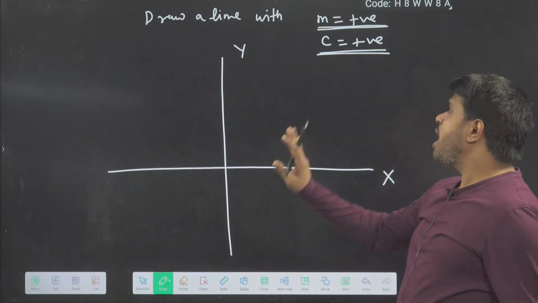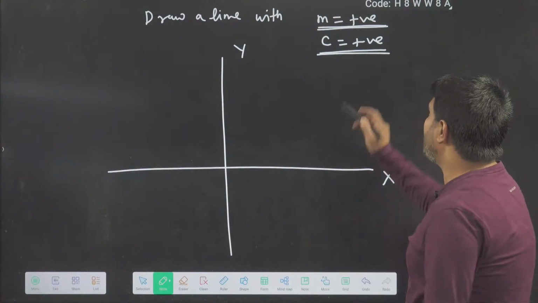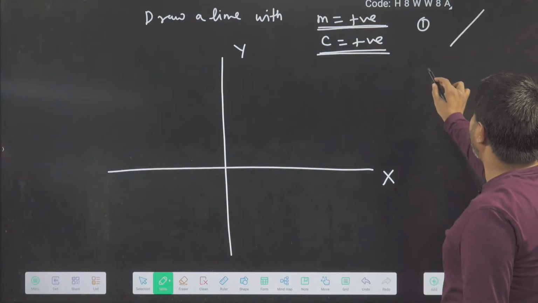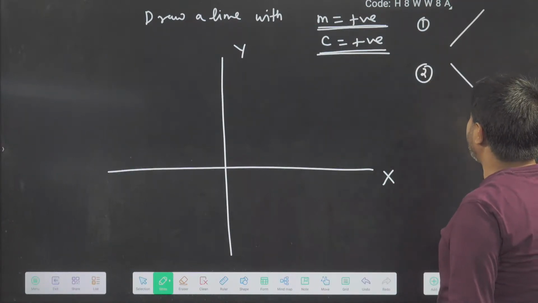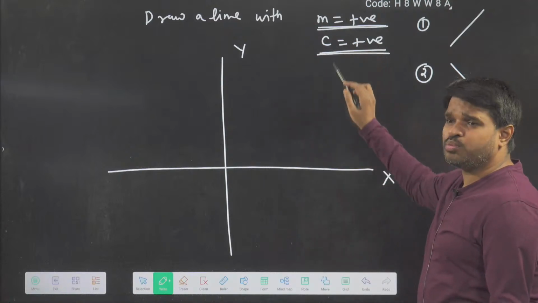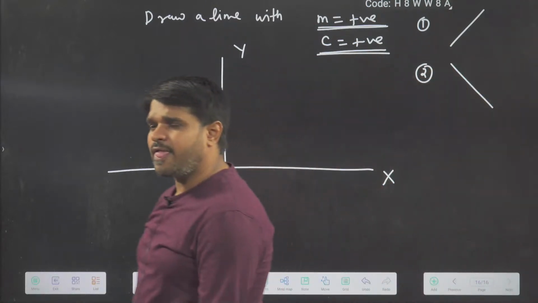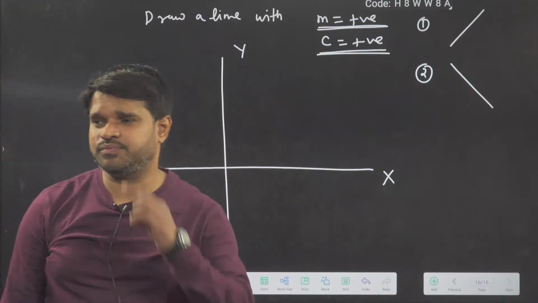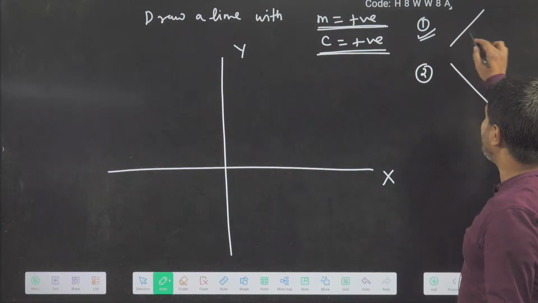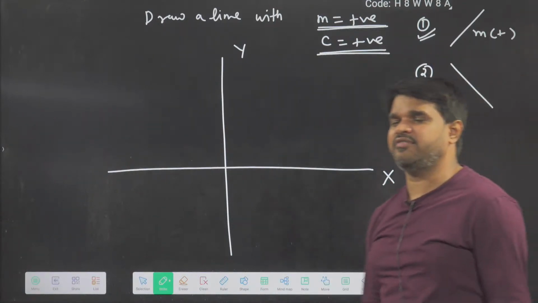Okay, now I am going to draw for you. First of all, tell me, for positive slope, should I draw the first kind of line or the second kind of line? Yes, first, because here the slope is positive. And this one is giving you which kind of slope? Negative. Second.